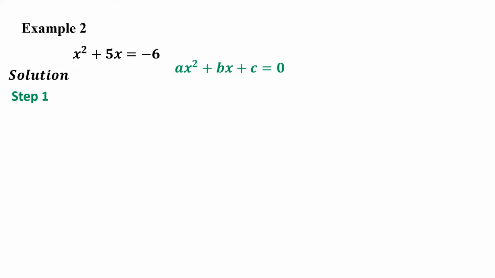Example number 2. The given equation is x squared plus 5x is equal to negative 6. Solution. Step 1. Since the given equation is not in the standard form of a quadratic equation, which is ax squared plus bx plus c is equal to 0, and negative 6 is not in its proper location, which is supposed to be on the other side of the equation, we need to transpose it using the addition property of equality.